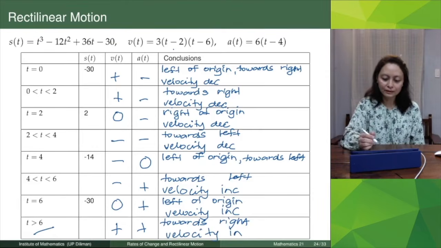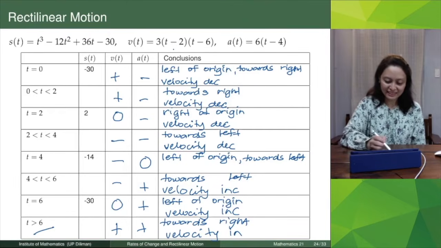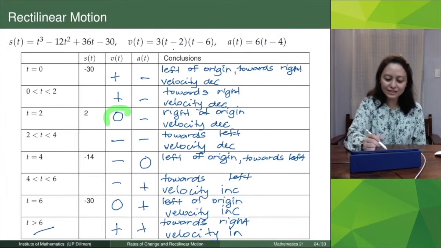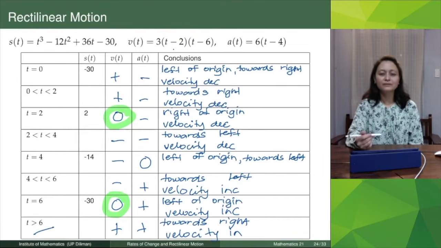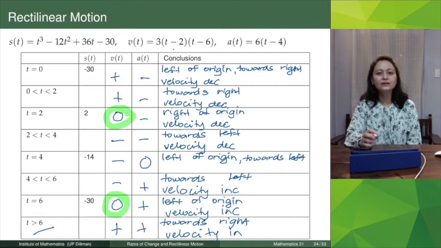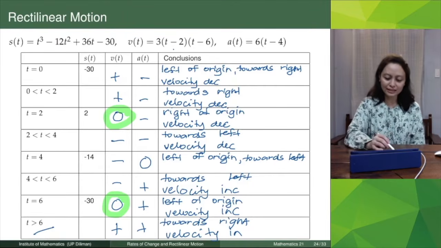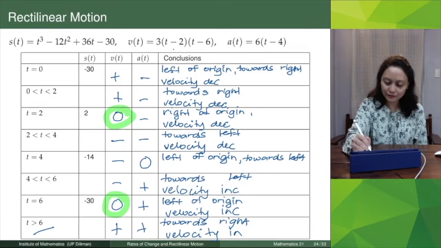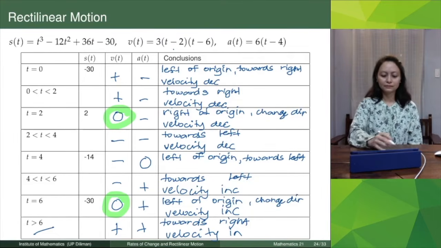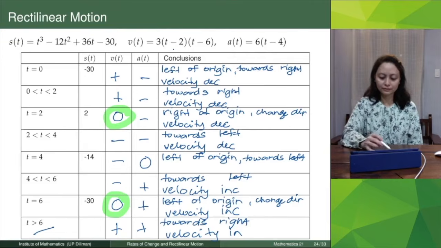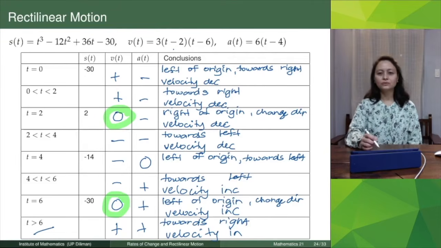Okay? Sige, by the way, sorry nakalimutan ko. If the velocity is 0, ano yung masasabi natin? If the velocity is 0, it means that the particle is changing direction. Indicate lang natin. Change direction.